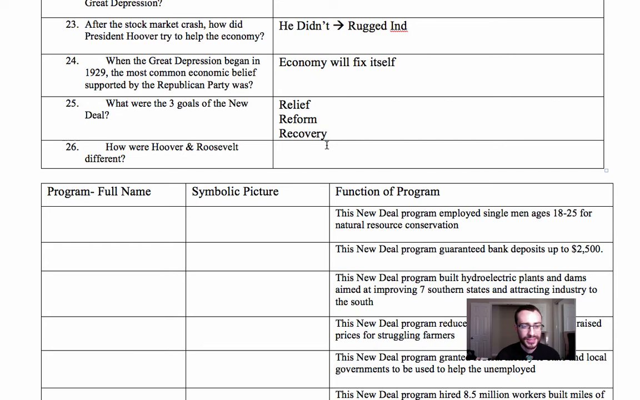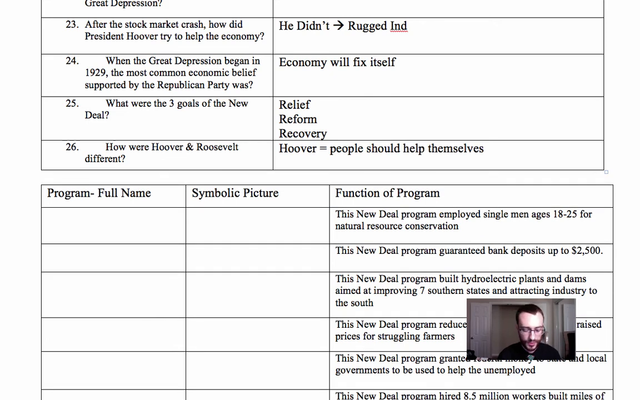Number 26, how were Hoover and Roosevelt different? Well, Hoover believed people should help themselves, while FDR believed that the government should help those that are in need.